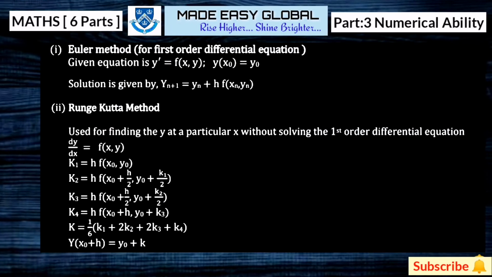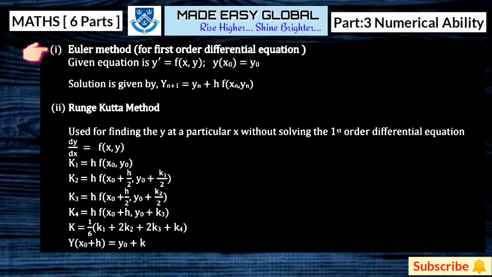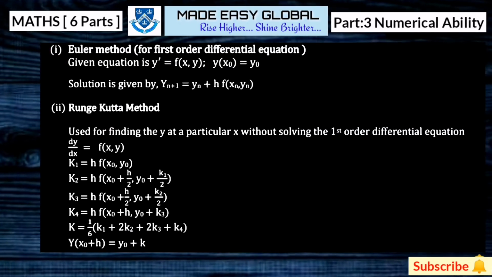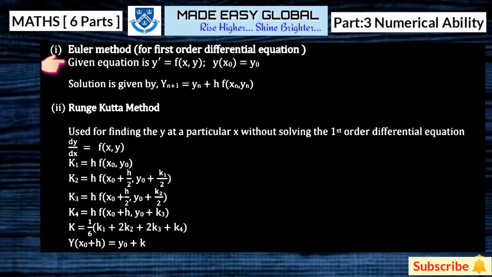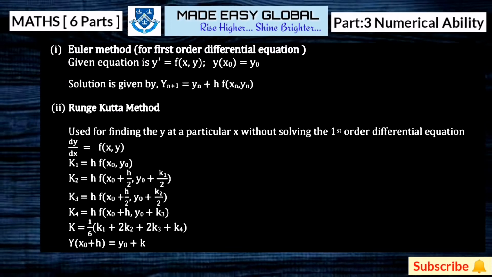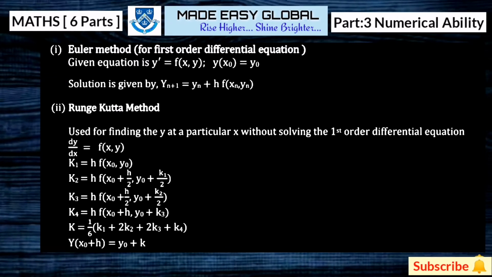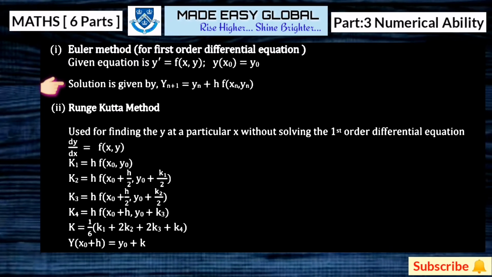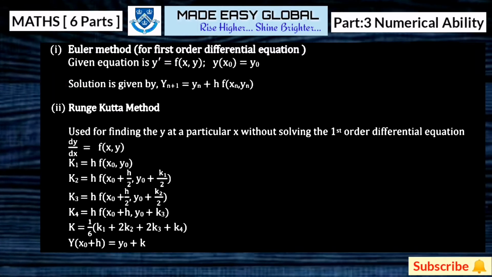First one is Euler method, which is for first order differential equation. Here the given equation is y dash is equals to f of x, y, then y of x0 is equals to y0. Then the solution is given by y(n+1) is equals to yn plus h into f of xn and yn.